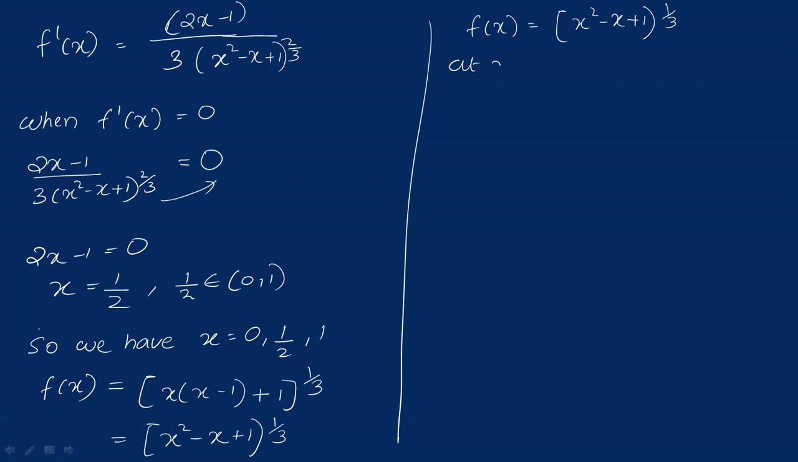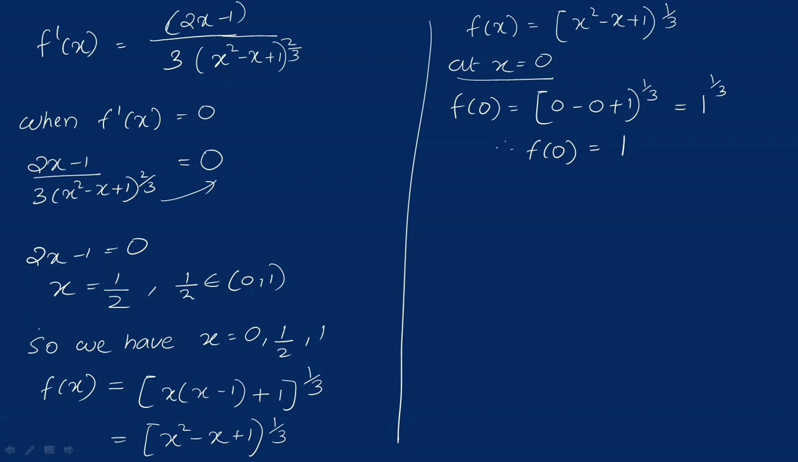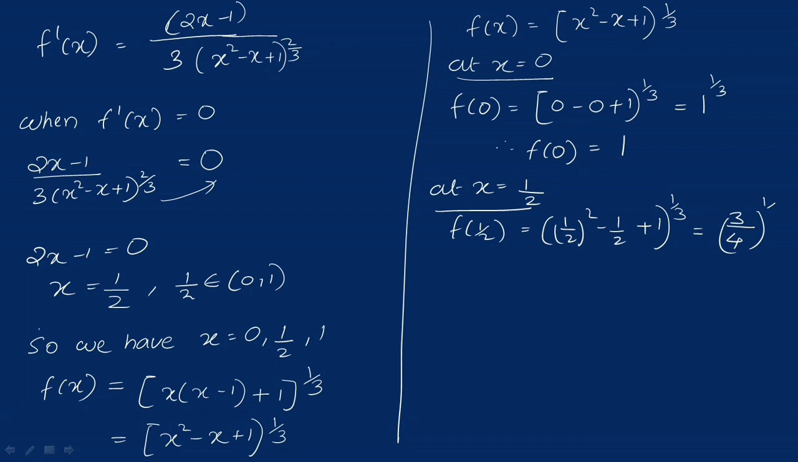So we apply each value of x in the equation of f(x). First at x = 0, f(0) = (0² − 0 + 1)^(1/3), that is 1^(1/3), so f(0) = 1. Now at x = 1/2, f(1/2) = ((1/2)² − 1/2 + 1)^(1/3). Solving that, we get (3/4)^(1/3), and 3/4 is 0.75, so it is 0.75^(1/3).